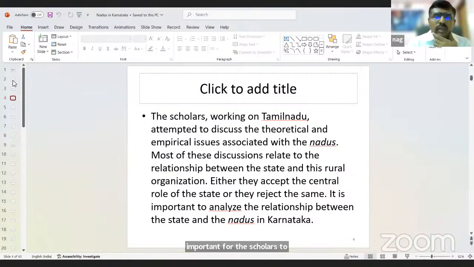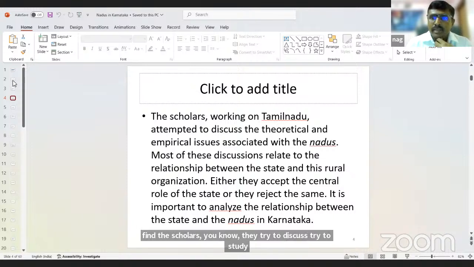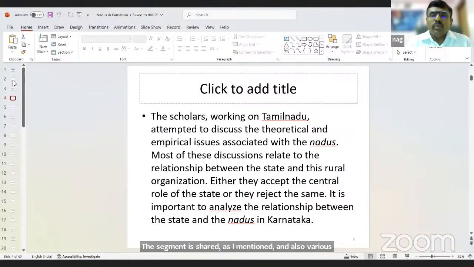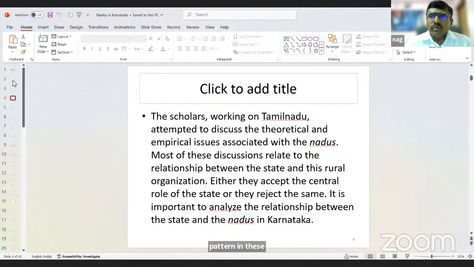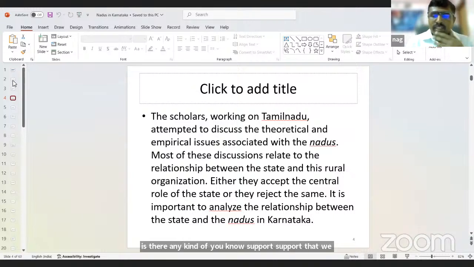Now, we find the scholars try to study the segmented state, as I mentioned, and also various empirical issues in the form of inscriptions, documents, records. So they were trying to analyze the nature of Nadus. Of course, Subarayulu, as we mentioned, is known for the collection and study of large numbers of inscriptions, trying to find patterns in these inscriptions. Is there any kind of support that we can find in the case of segmented state theory? Basically, they study the state and the Nadus, that is the rural organization, we can say.